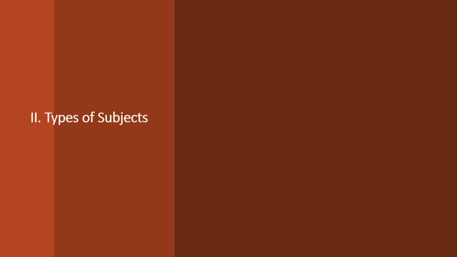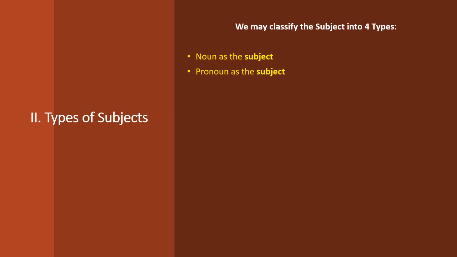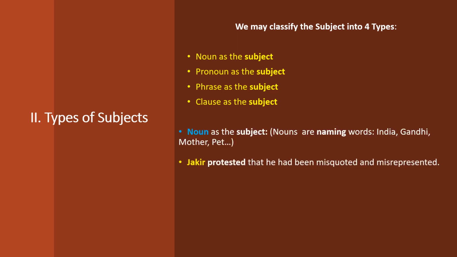Types of subjects. We may classify the subject into 4 types. 1. Nouns as the subject. 2. Pronouns as the subject. 3. Phrase as the subject. 4. Clause as the subject. Noun as the subject. Nouns are naming words. For example, India, Gandhi, mother, pet, all these are nouns.